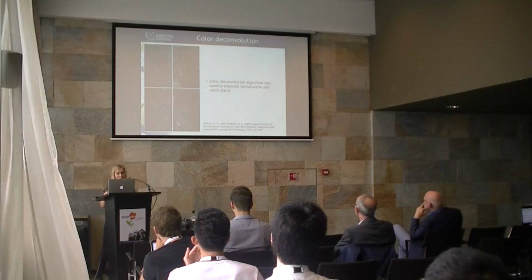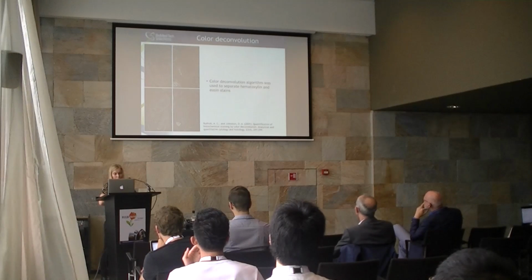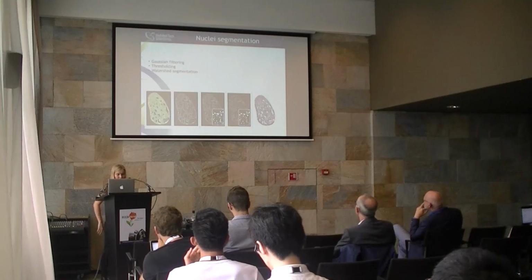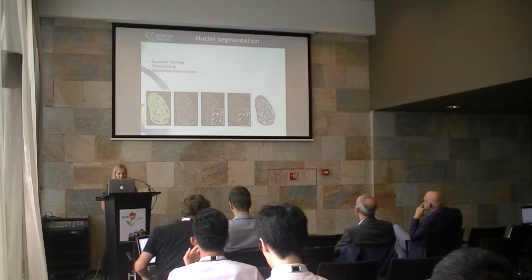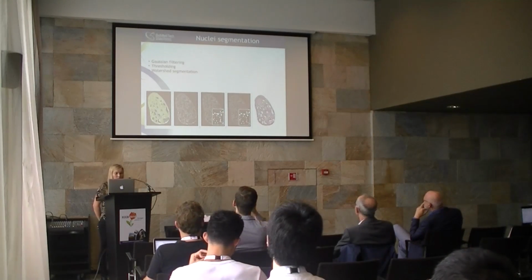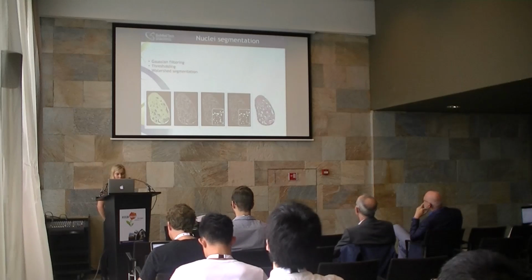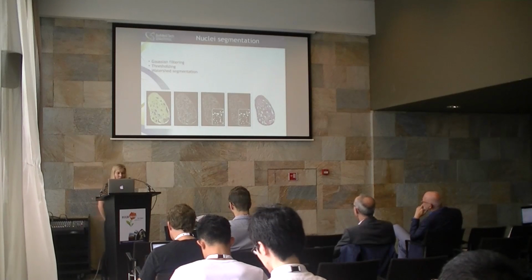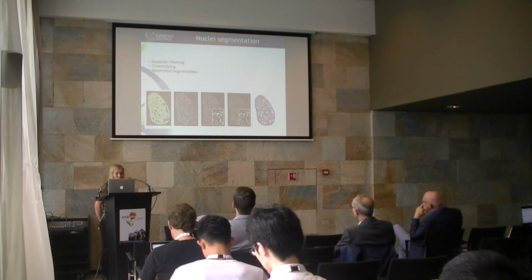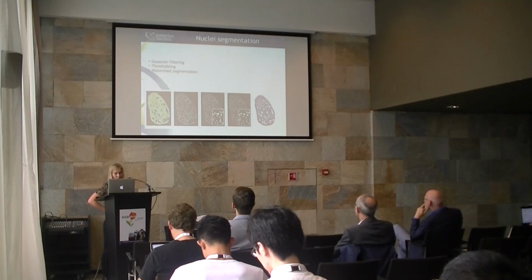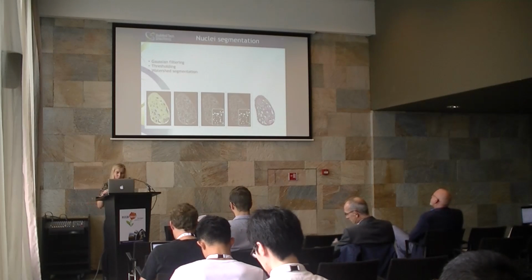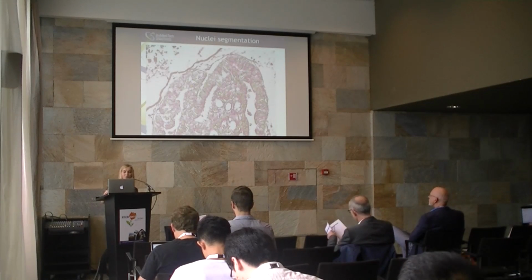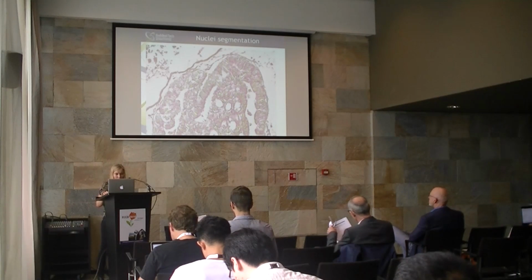Then we used a color deconvolution algorithm to separate the hematoxylin and eosin stains, and segmented cell nuclei. For this we used the hematoxylin channel, as it mainly stains the nuclei. So first we did some Gaussian filtering, then thresholding to get the binary image, and finally we used watershed segmentation to separate these overlapping and touching nuclei. Here is an example of the segmentation result.